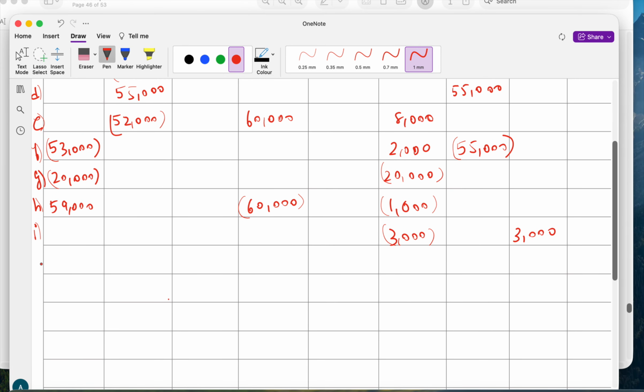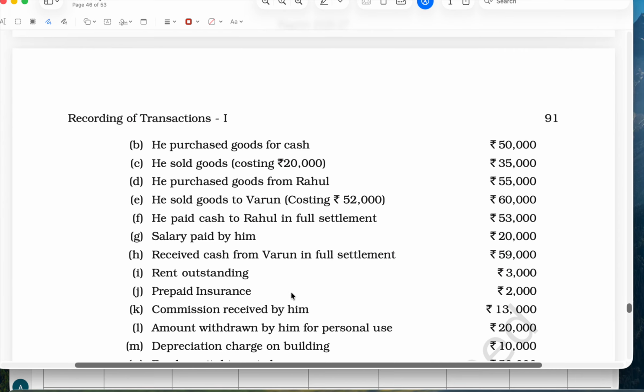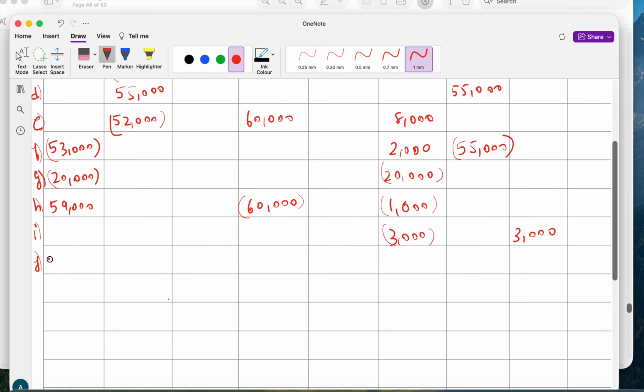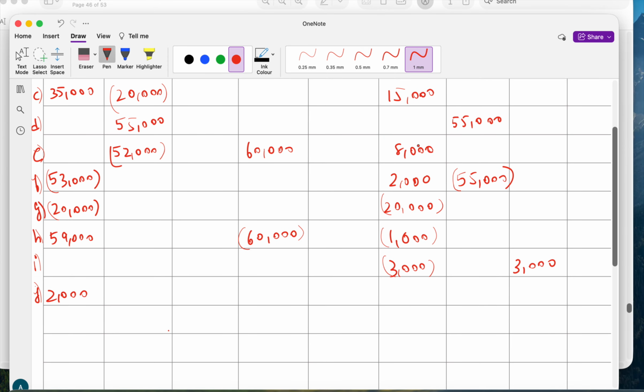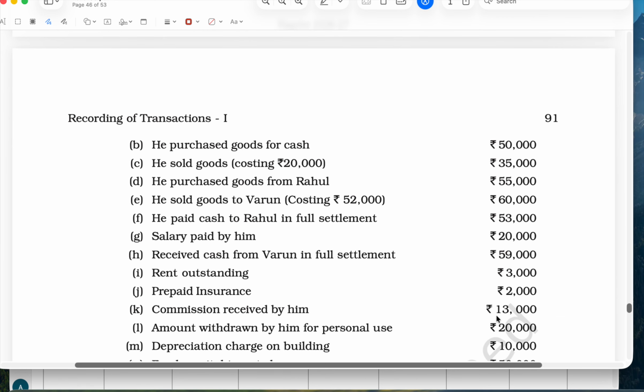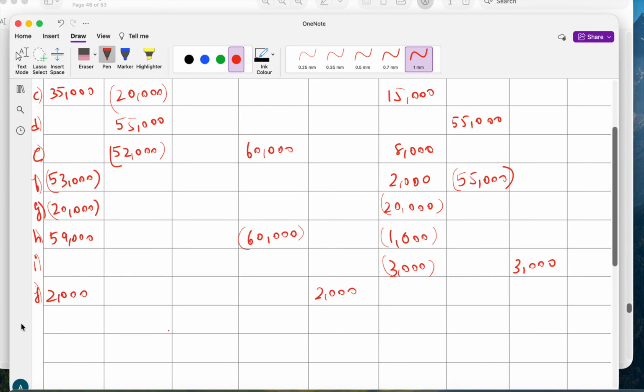And then we have J, prepaid insurance 2,000. So 2,000 insurance is being paid. Okay. So expenses that is prepaid is an asset. Okay, that we will write here. Then commission received by him 13,000. IJK, it's an income, we'll add, and same we will add it to the capital.